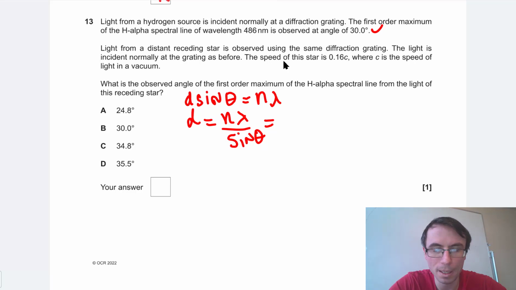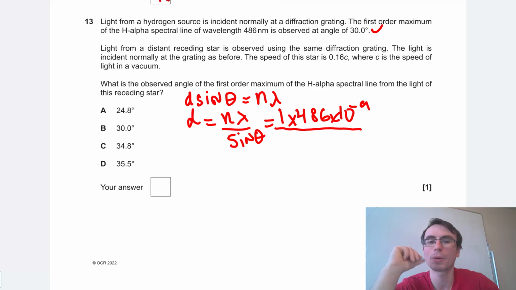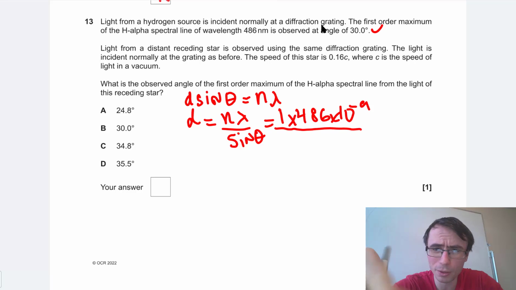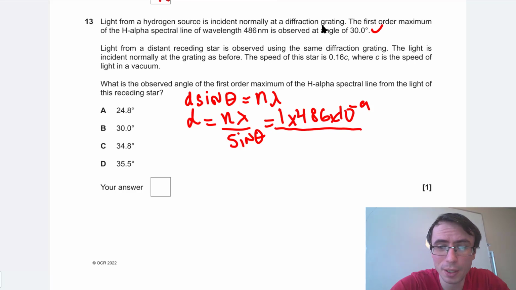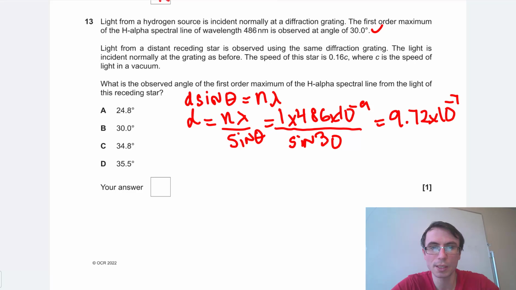Okay, let's work that one out. So first order is it? Yep, lambda is 4.86 times 10 to the power of minus 9. I think this is going to be quite a long calculation question, so I'm just going to actually write these things here so I can come back later and check it if I need to. Okay, so 486 times 10 to the power of minus 9 over sine of 30, which is just a half. Okay, this here will just give me 9.72 times 10 to the power of minus 7 for the line separation.